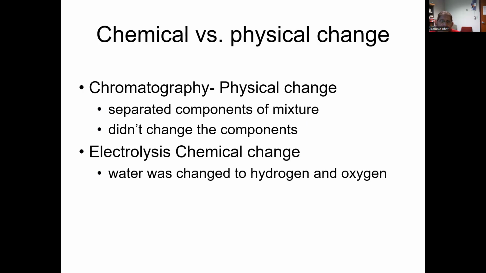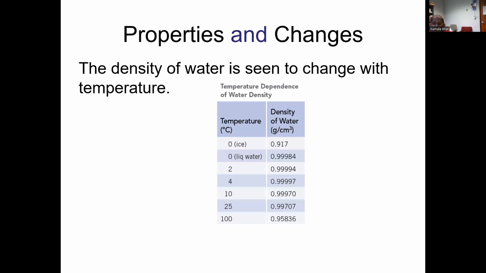Now, some examples and the techniques for identifying physical and chemical changes that are used in the laboratory are chromatography, which separates components of mixtures without changing the components themselves. Electrolysis is a chemical change, where water is broken down into hydrogen and oxygen.